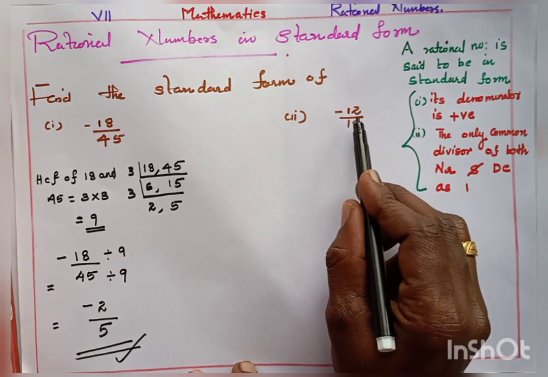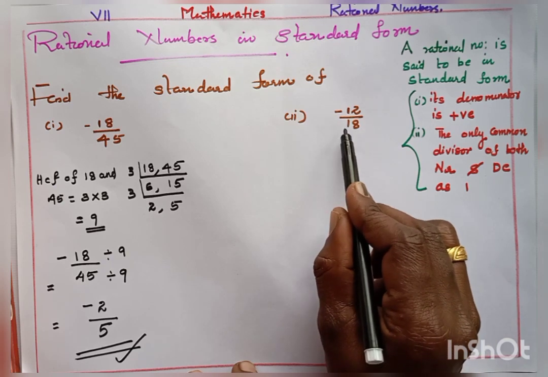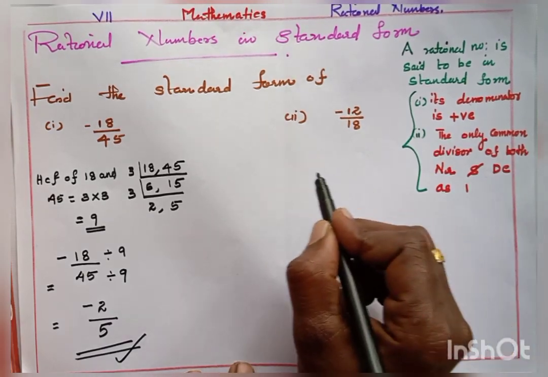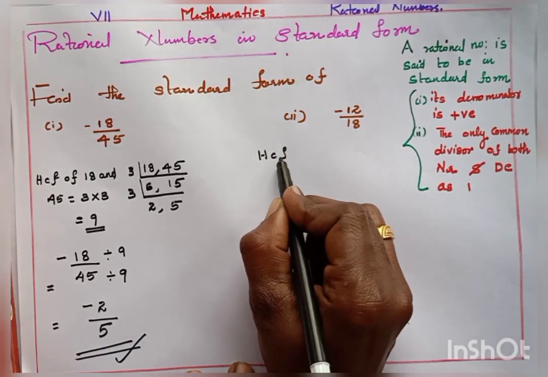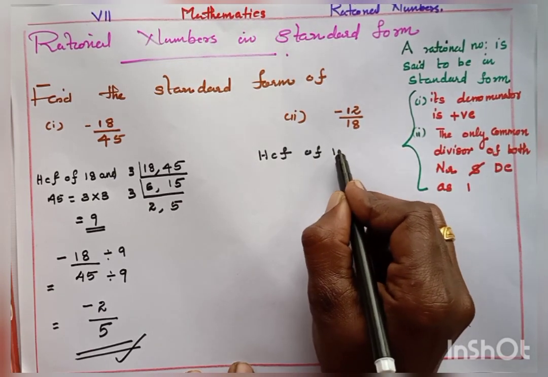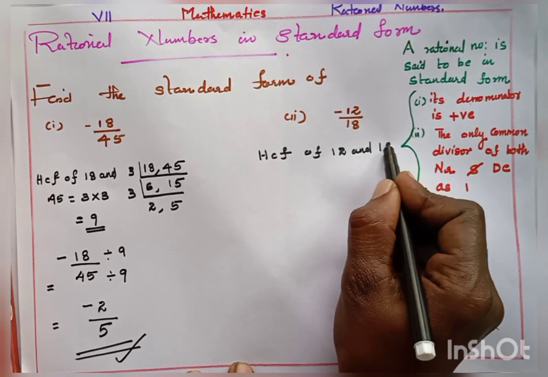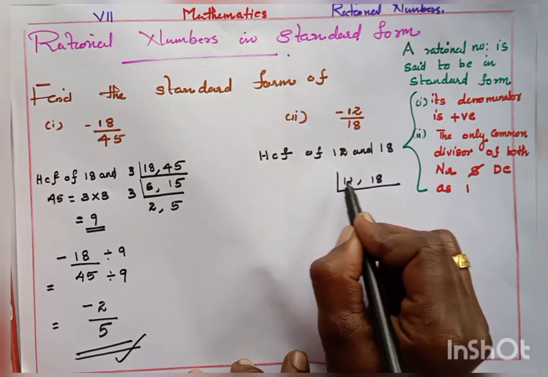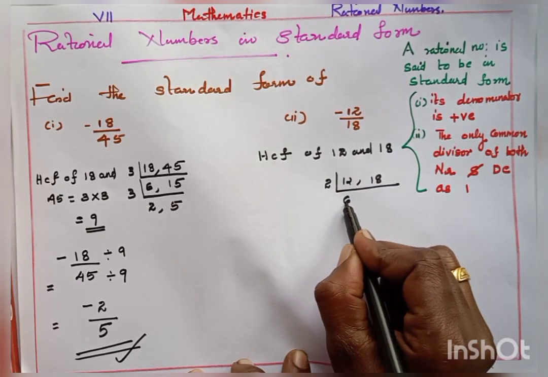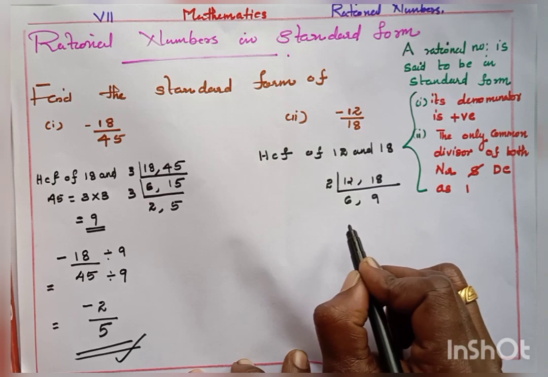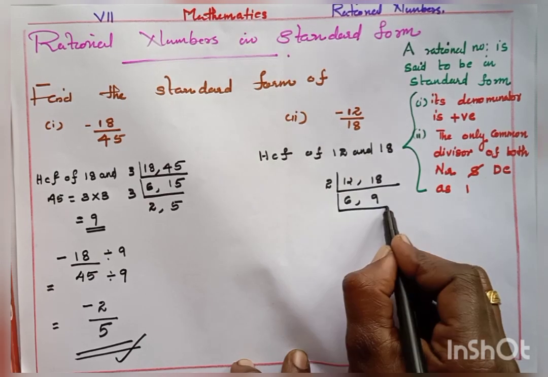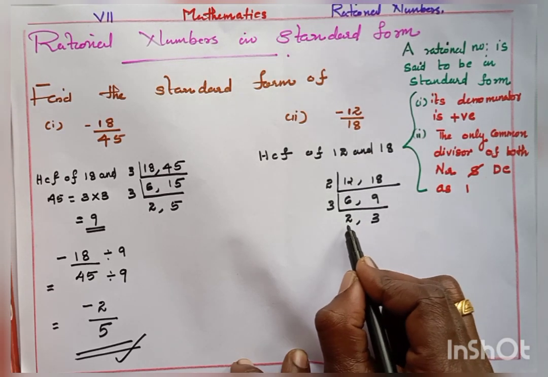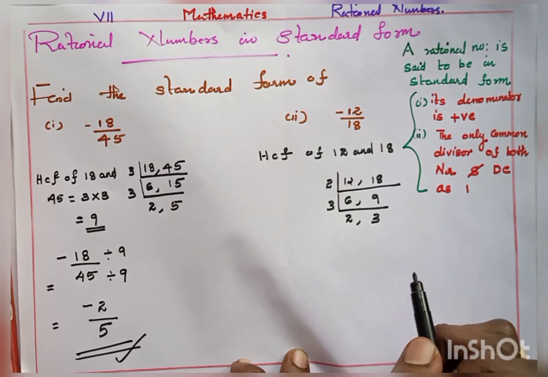The next number, listen, minus 12 by 18. Here the denominator is positive, but this is a composite number. So take the HCF of the numerator and denominator, the HCF of 12 and 18. We can find that for 12 and 18 the common factor is 2. 6 2s are 12, 9 2s are 18. Then for 6 and 9, the common factor is, yes, 3. 2 3s are 6, 3 3s are 9. 2 and 3 have no common factor, only 1.